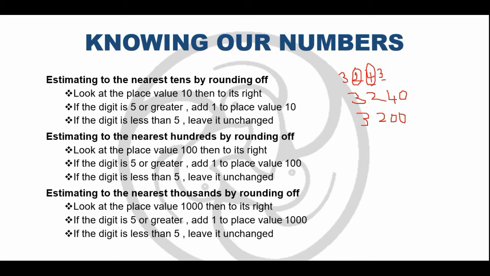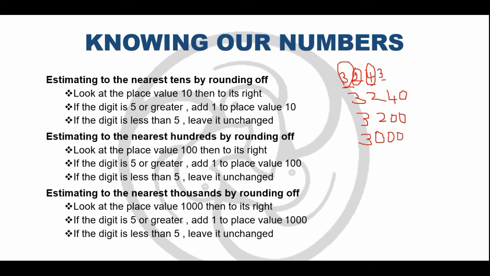Next is estimation to the nearest 1,000 by rounding off. You are rounding to the 1,000 position. What is in the 1,000 position? That is 3. Look at the right side number. What is it? That is 2, which is less than 5. That means you write the number as it is. So the nearest 1,000 is 3,000.